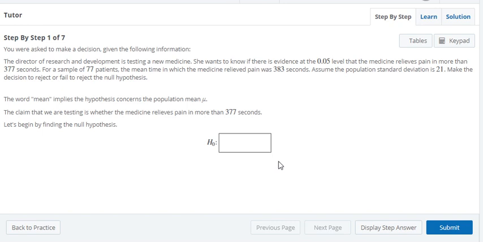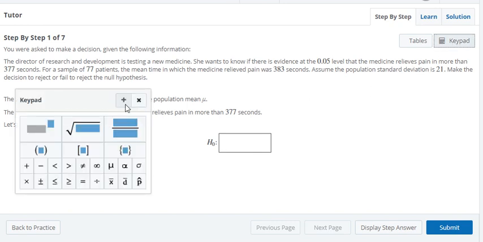So our first question is, what is our null hypothesis? So pull up our keypad, open that up. Come on, keypad. Let's see maybe what's going on here. Keypad is not wanting to work. Let's try that. There we go.